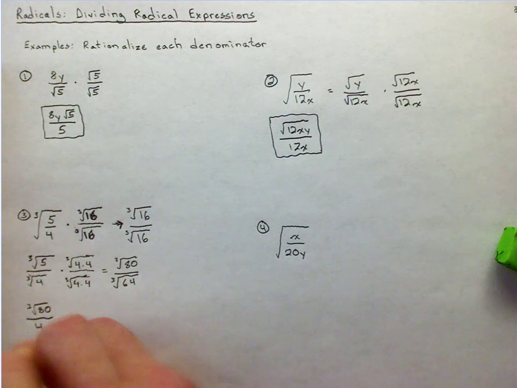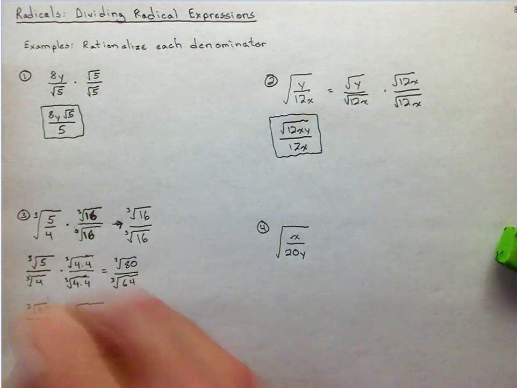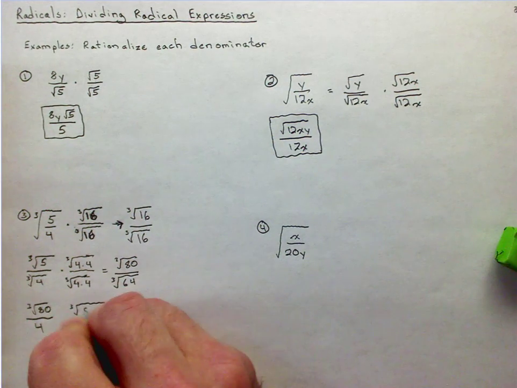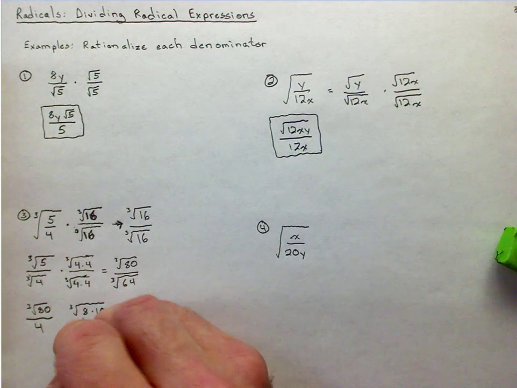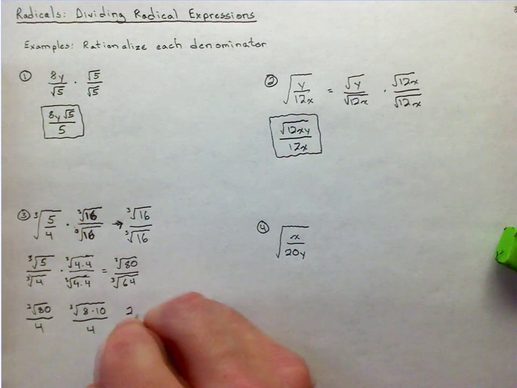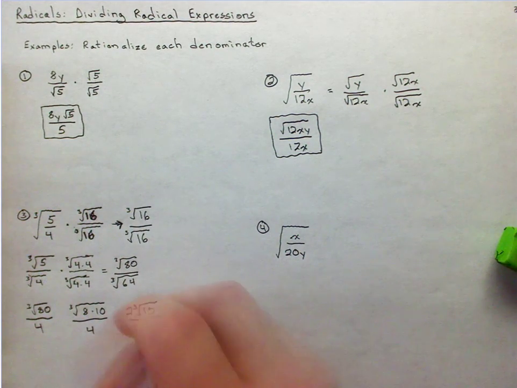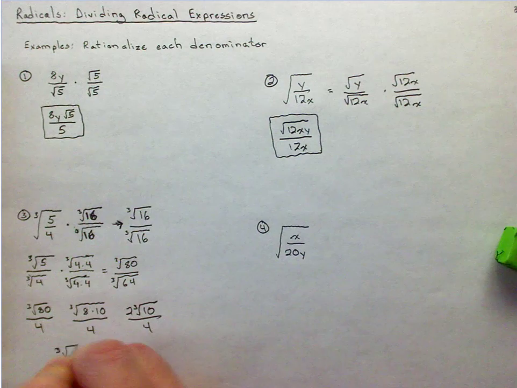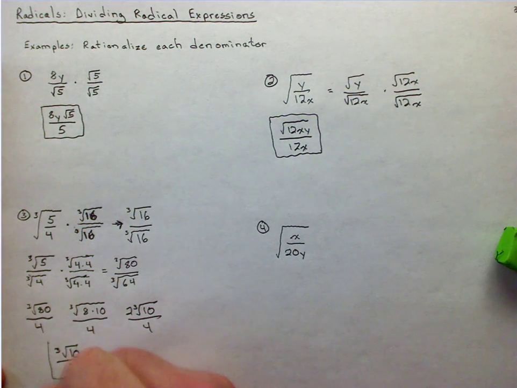The cube root of 64 is simply 4. And how can I break down the cube root of 80? I need something that is a cube, so I can say 8 times 10, because 8 is a perfect cube. 2 times 2 times 2 is 8. So I can pull out a 2, 2 cube root of 10 over 4. Cube root of 10 over 2, because my 2 and my 4 cancel.